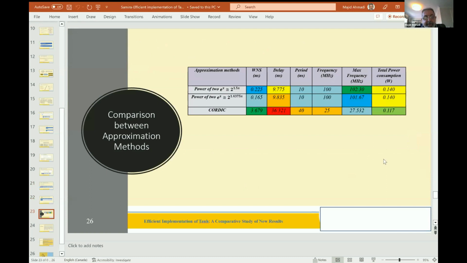And here, again, it goes through the 2 approximation methods in terms of the frequencies that we use. You see that for CORDIC, we have a lower clock frequency than for the power of 2 approximation.